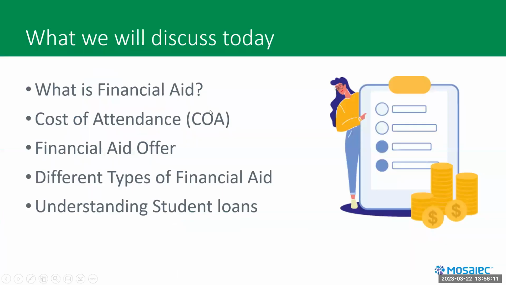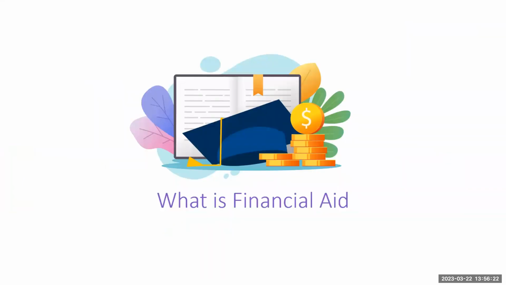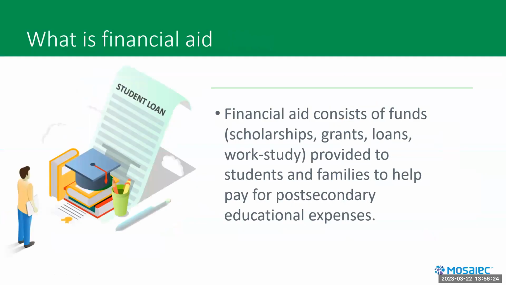Today, we're going to talk about what financial aid is, the cost of attendance, the financial aid offer, different types of financial aid, and then a little bit about student loans as well. So, of course, diving right into what is financial aid. Financial aid consists of funds, which can be scholarships, grants, loans, or work study, that are provided to students and families to help pay for post-secondary educational expenses. So that way you'll have some type of aid to help you pay for college.